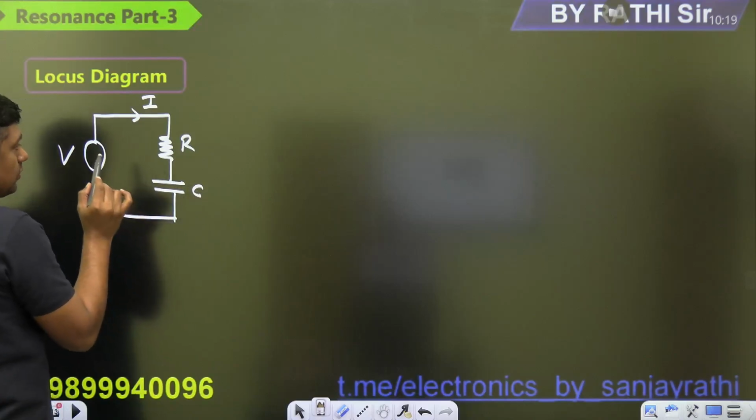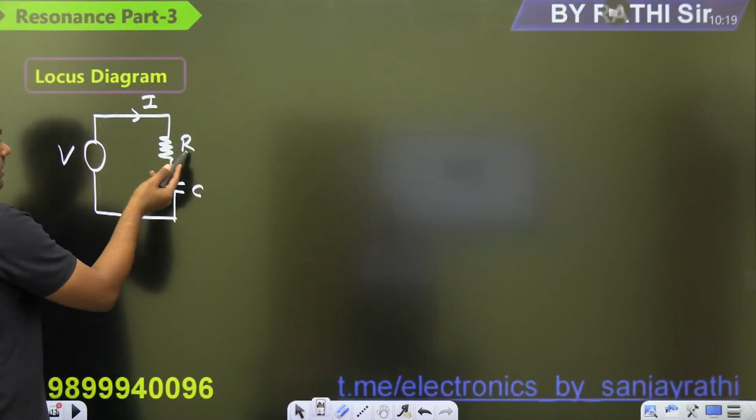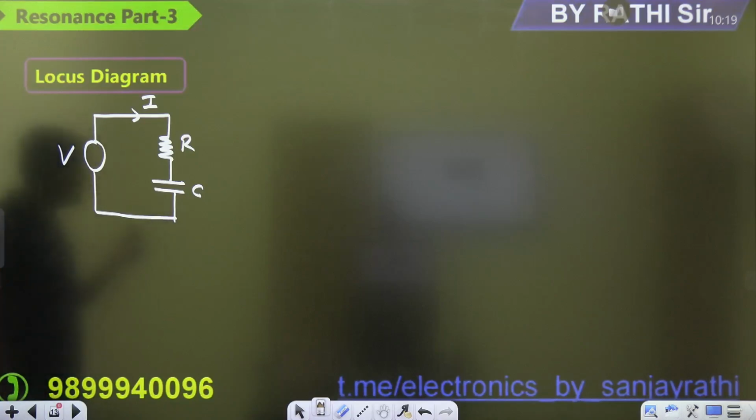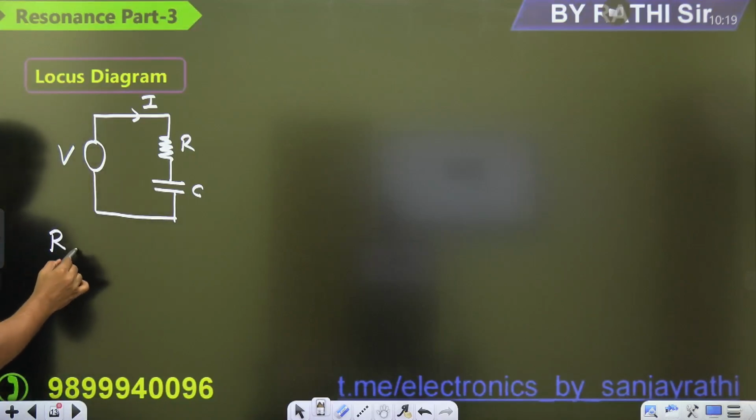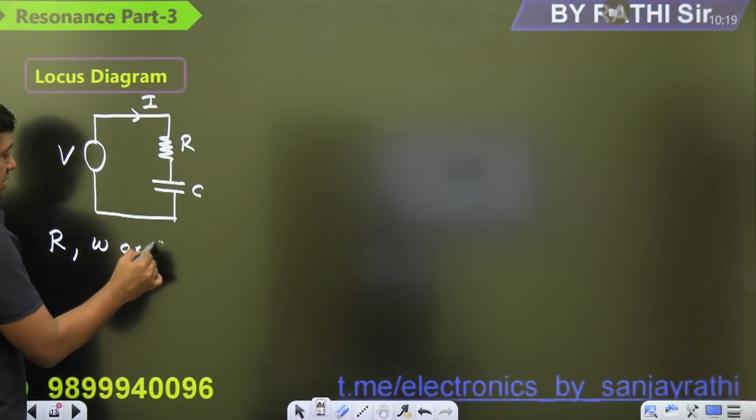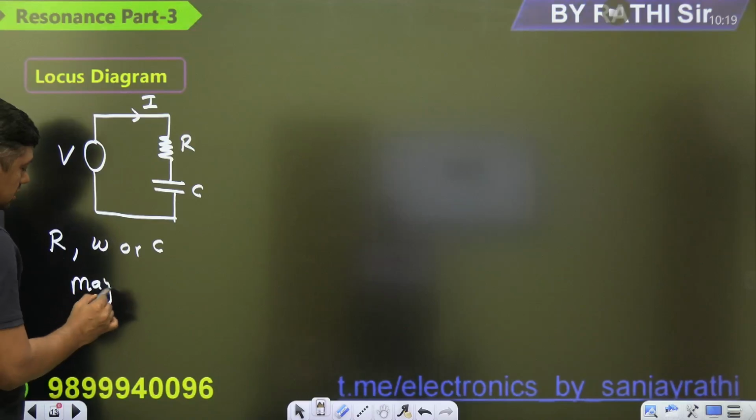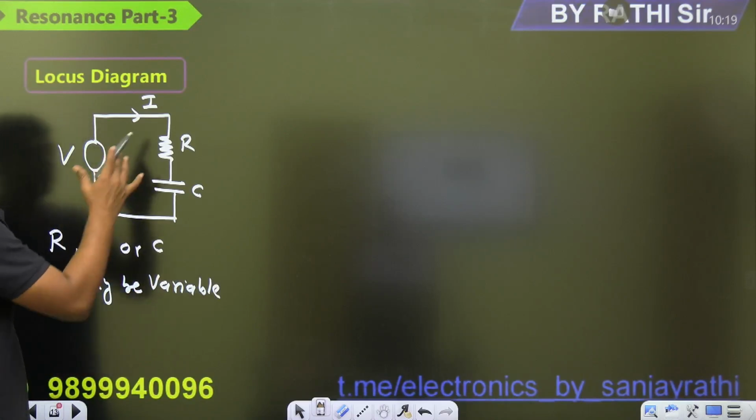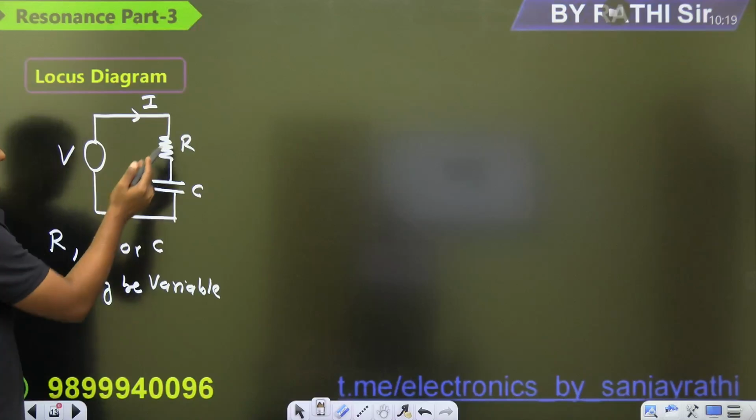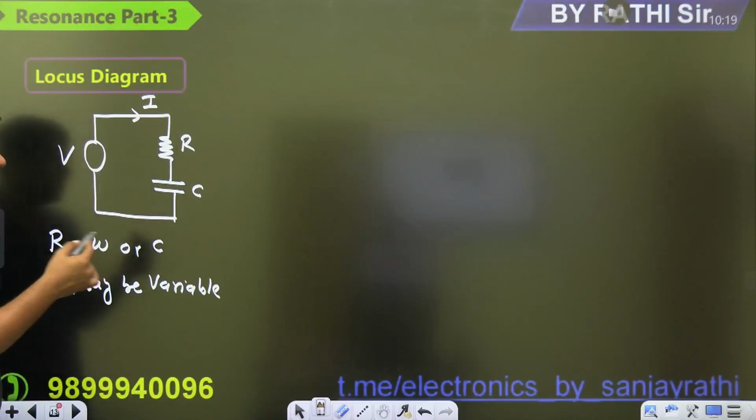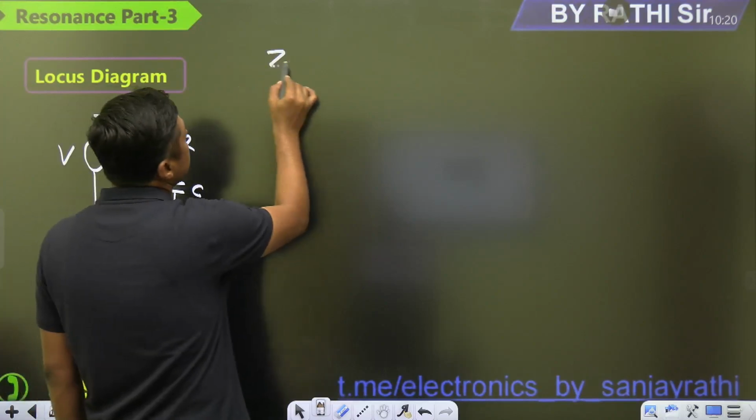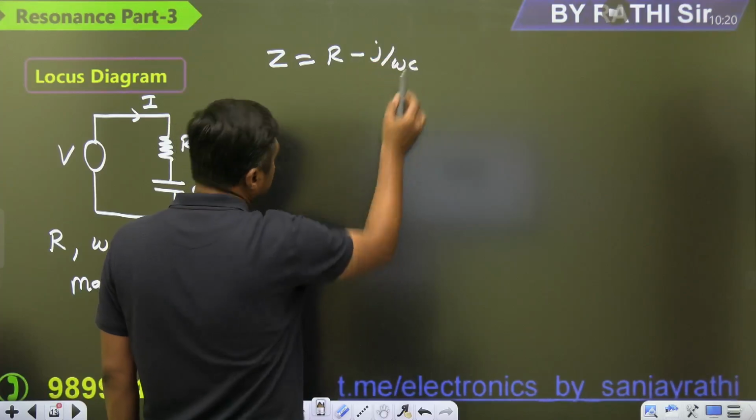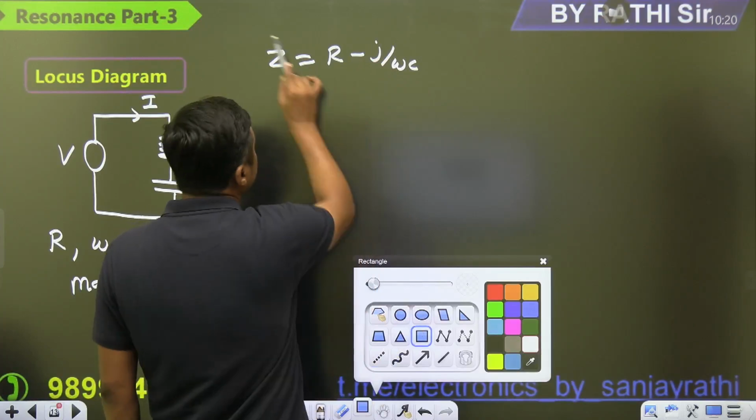Right. Now there may be R is variable, there may be C is variable, or there may be omega is variable. So there are three things that may be variable: R, omega, or C. Okay, if any one of these, R, omega or C, is variable, then what about the impedance? Impedance will vary. What is the impedance? R minus j by omega C. This is the impedance because of the RC circuit.